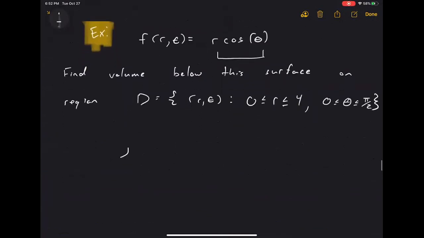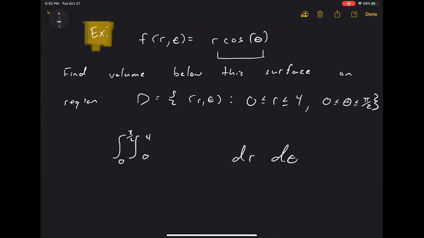Okay, so how would I integrate this thing? I set up my integral, and then my bounds are nice, right? My bounds are just these nice, simple constants. So let's say I want to integrate in terms of r first, and then theta. Okay, what are my r bounds? 0 to 4. What are my theta bounds? 0 to pi over 2.